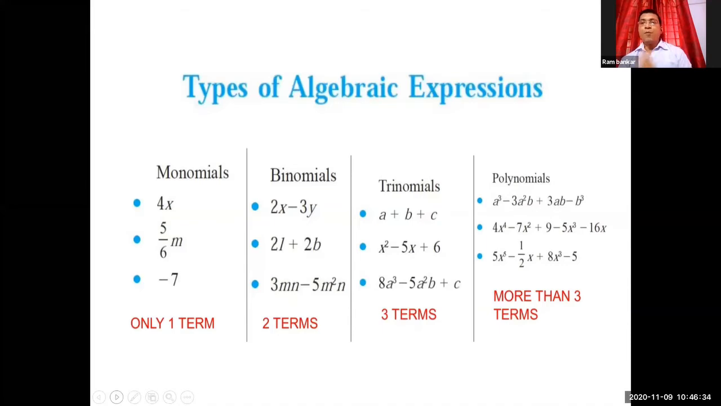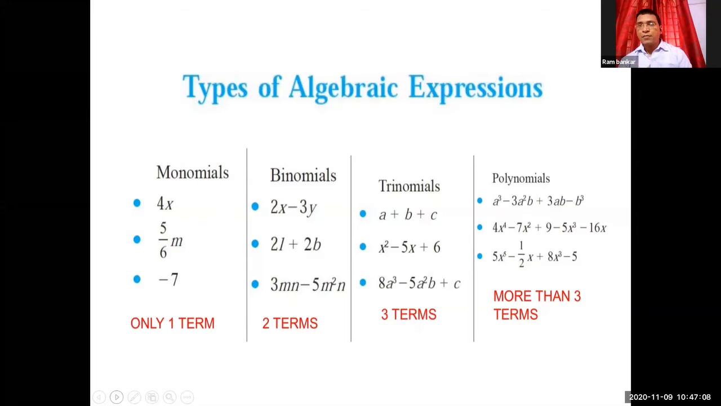Look at the last type of algebraic expression, polynomials. Poly means multiple. Multiple terms are given in the polynomials. Multiple means more than three terms. More than three, how much? 4 terms, 5 terms, 6 terms, 7 terms, 8 terms, 9 terms sometimes. So these algebraic expressions are called polynomials. Look at the first example, a cube minus 3a square b plus 3ab minus b cube. How many terms are there? 4 terms are there.